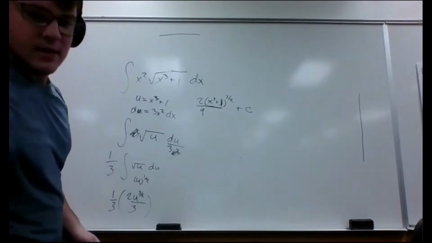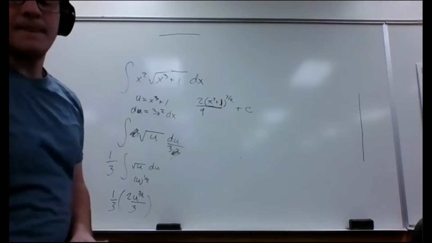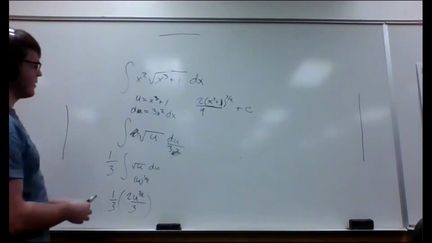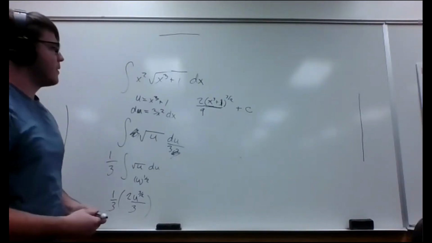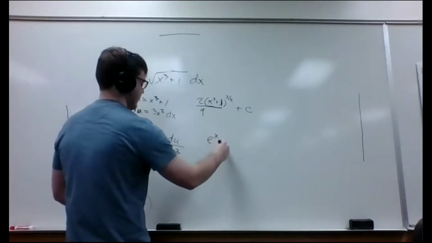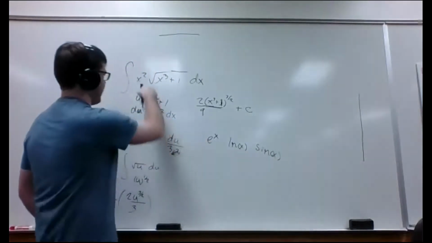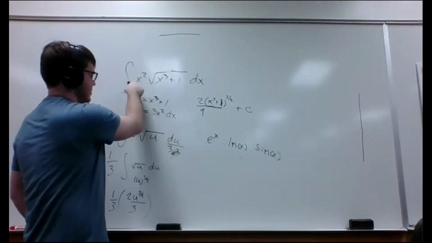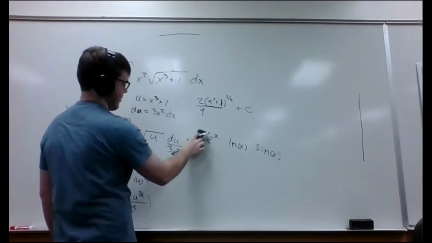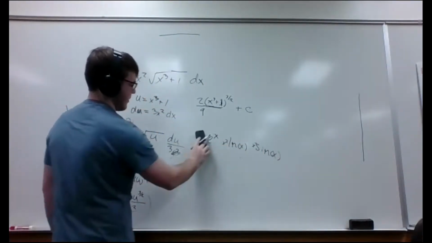Yeah? I was wondering how you can distinguish between whether you're using a U-sub or integration by parts. Is there a way to look at it and tell? So, integration by parts usually has an e to the x, or an ln x, or a trig function with something else. If it's x squared e to the x, that's usually integration by parts. Or if it's ln x squared, those would all be integration by parts.